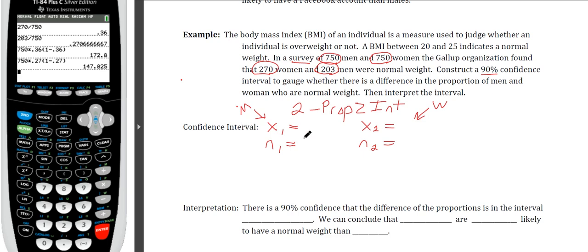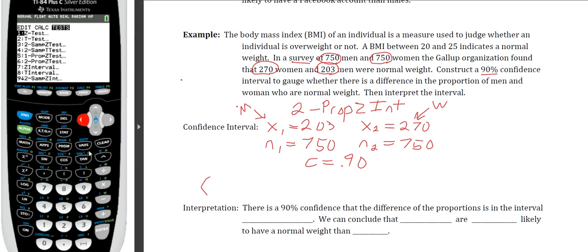So for x1 and n1, for men, we have 203 men out of 750. And we have 270 women out of 750. Based on these proportions, it looks like I'm going to get a negative confidence interval because this 203 out of 750 is less than 270 out of 750. So that seems about right that we'll get something less than 0 here. The confidence level is 0.90 as given in the description. And then we can find our interval.